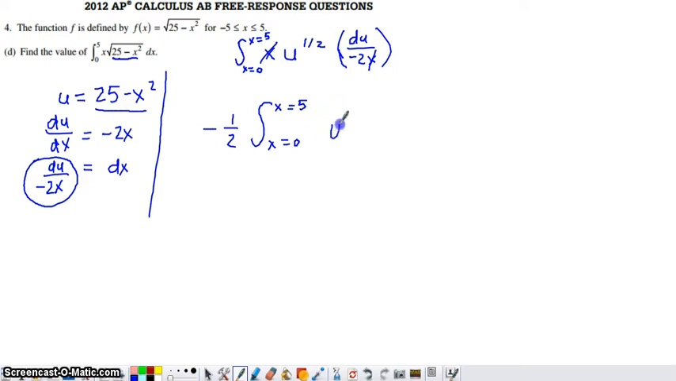We're going to add 1 to that exponent, and that's going to give us 3/2, and then we're going to divide by the new exponent. I don't know what I'm doing here. My notation isn't great.